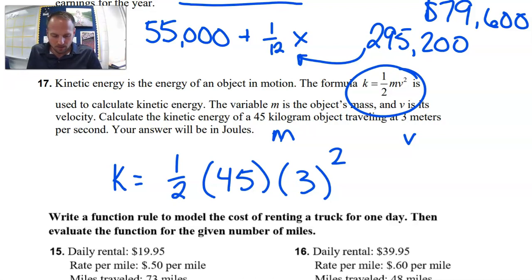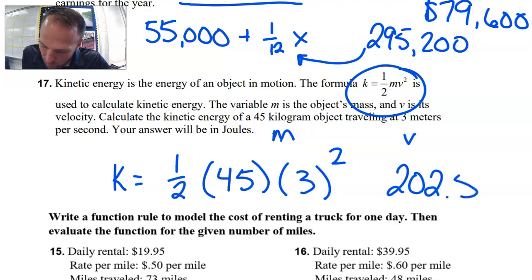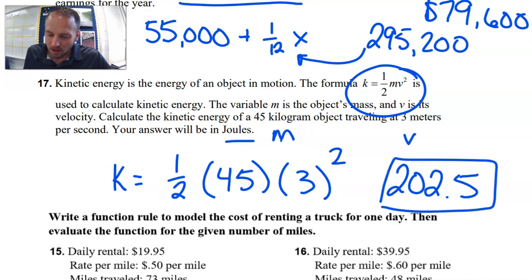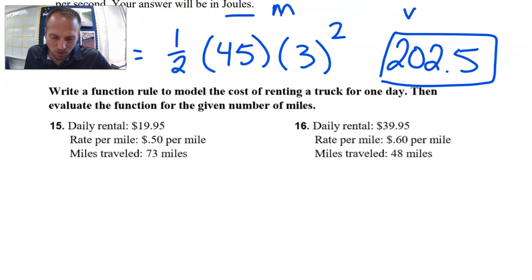Let's see what that is. That's going to be 202.5. All right, 202.5. I'm not even sure what that is. It might be joules. Yeah, it says your answer is measured in joules. So I'm not really concerned if you don't label it, but that's what we've got. All right, let's look at the next one.